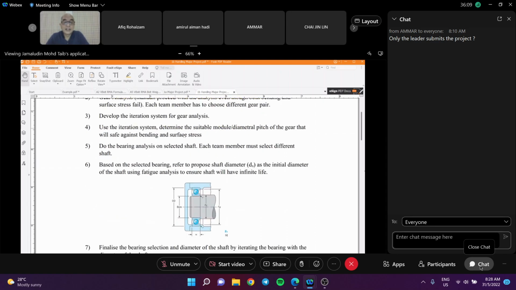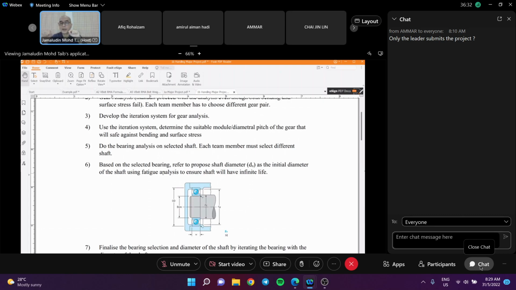After you get the gear, you can do the bearing, because you have the face width. The face width is going to be between 4M to 9M, right? So you have it in between. You know the face width of the gear, so you can start to design the shaft, where to put the bearing and so on.